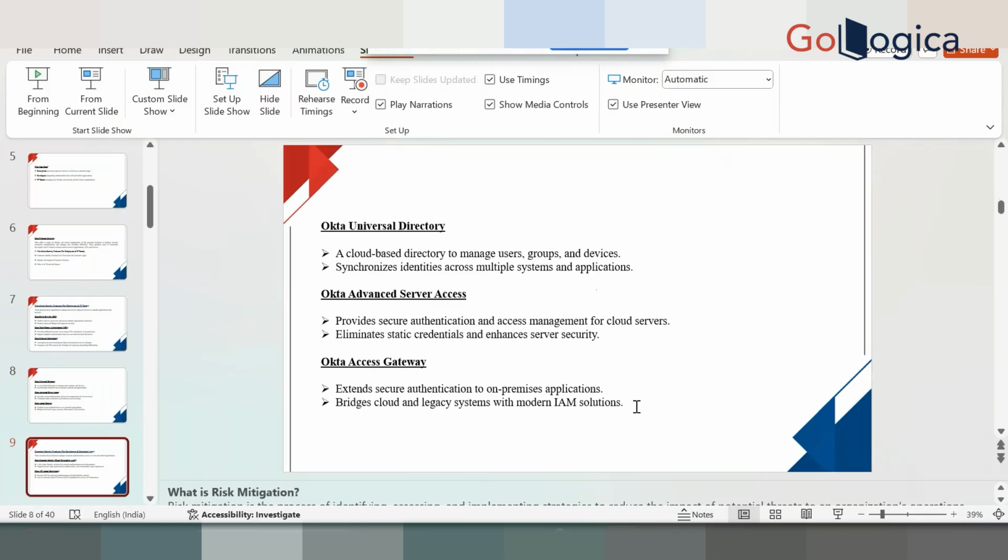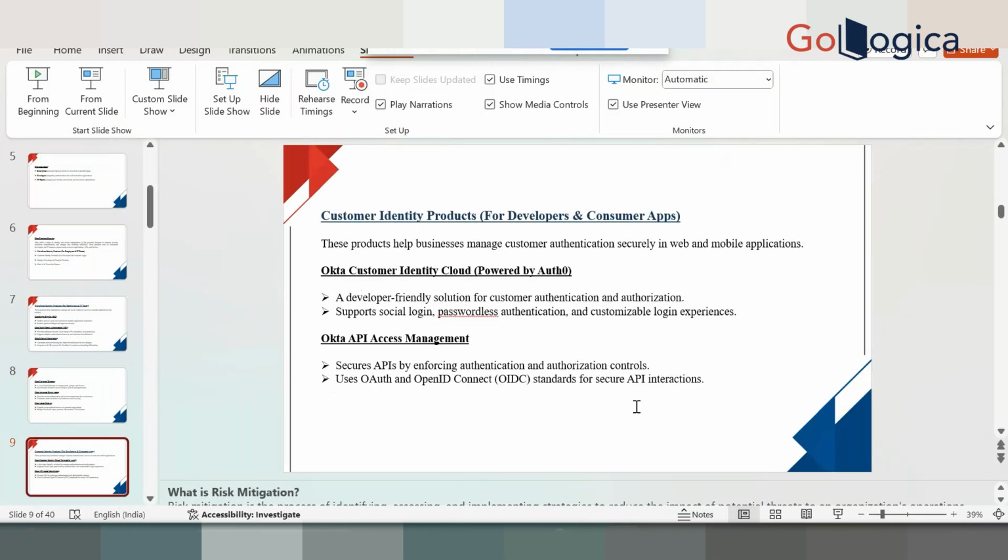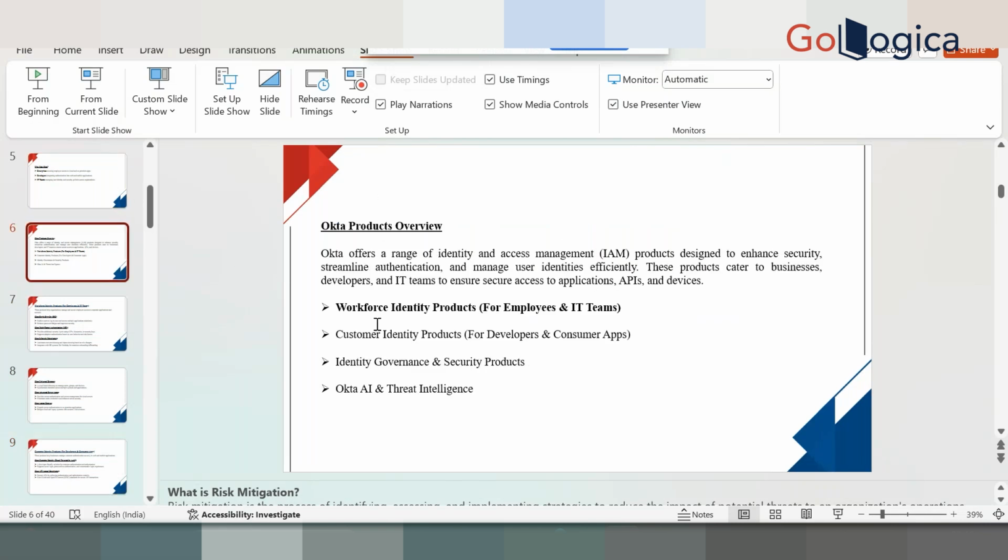There are a lot more things here, like the CIAM side, which is for developer or consumer applications. I am not going to touch those because our training is not part of the customer identity side, but I'll give you the complete documentation for your reading. So you have come across four of the Okta products, and what kind of capability each has, so you can easily understand.